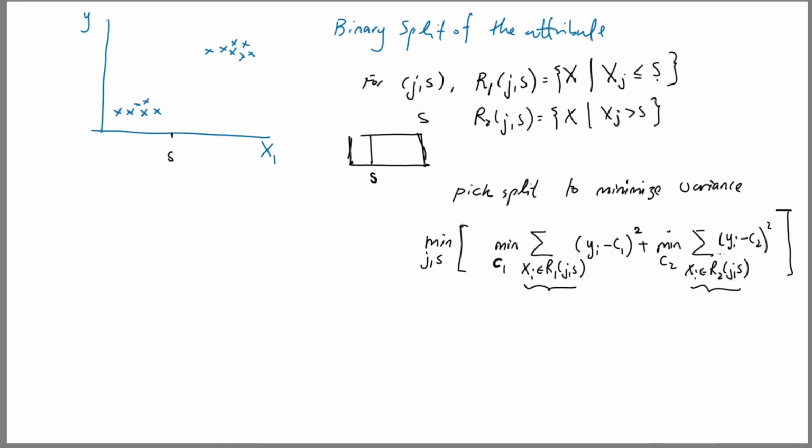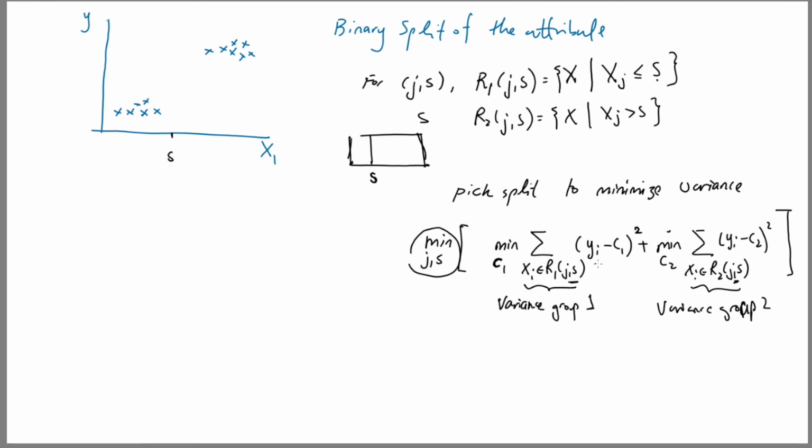And then the value overall is the variance across the two groups. This is the variance of group 1, plus the variance of group 2, and the groups depend on j and s. We're trying to find the j and s that give us the smallest possible variance. In other words, we want to find a split point such that the variance of group 1 plus the variance of group 2 is as small as possible.